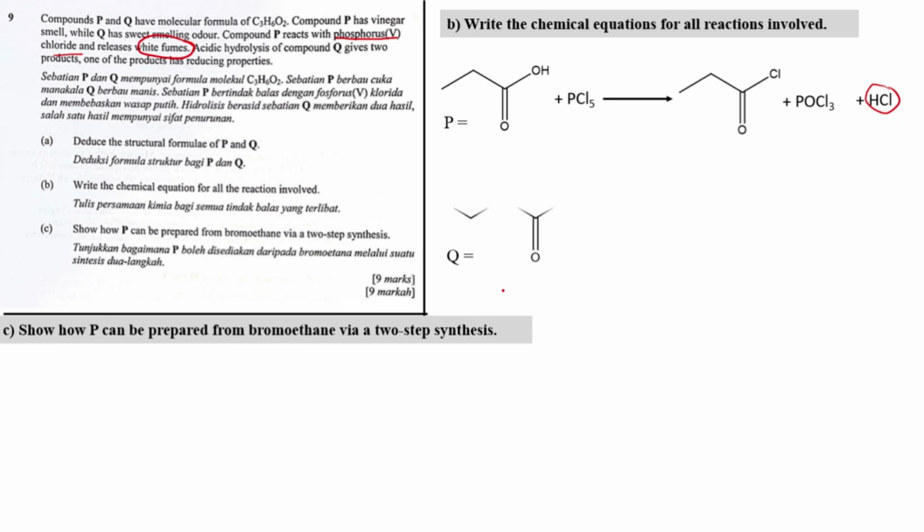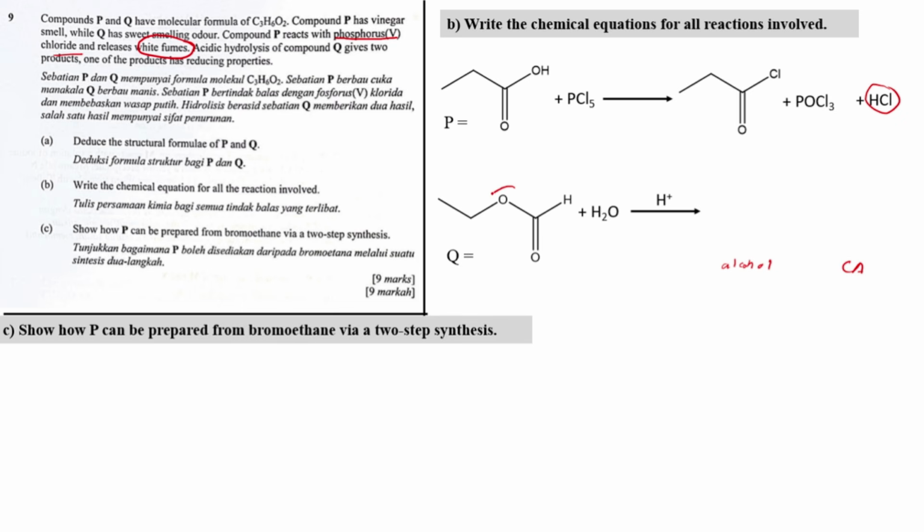Okay, meanwhile, for the Q, which is the ester that we suggested just now, when it undergoes acidic hydrolysis, which is H2O and H plus, because esterification is a reversible reaction. So from the alcohol and carboxylic acid, it can form an ester, and from the ester it can be broken down back into alcohol as well as the carboxylic acid.